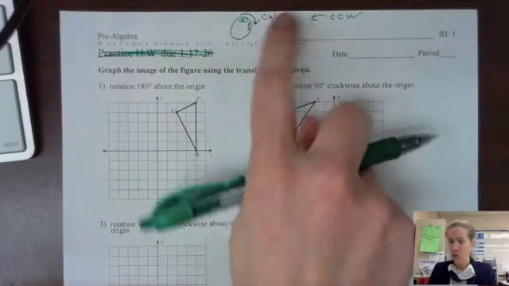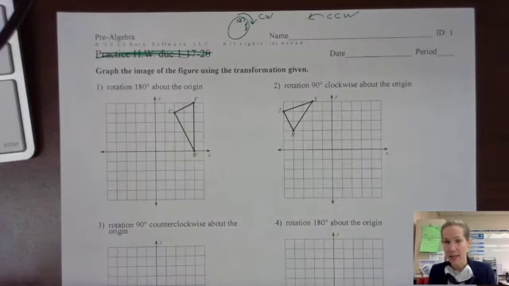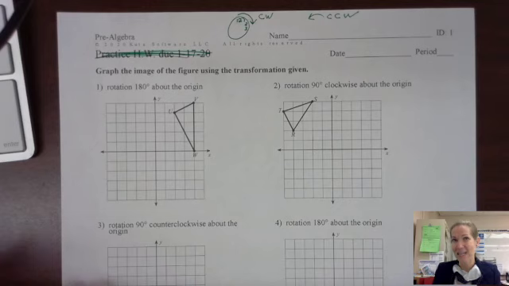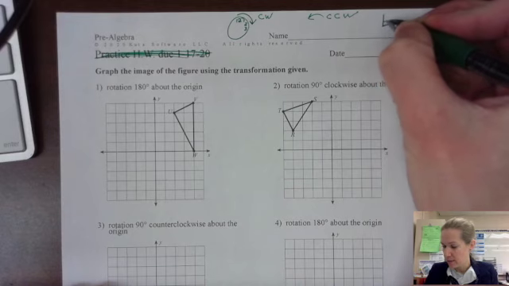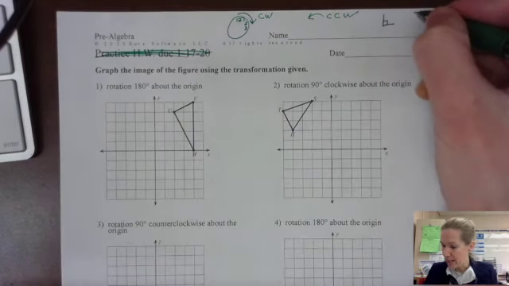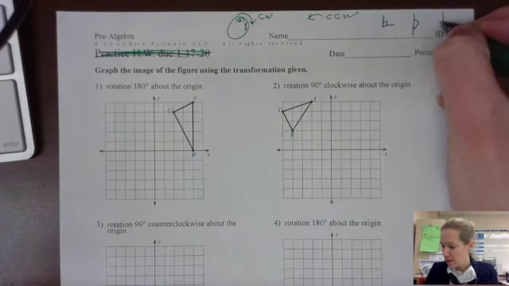So just having that little reminder at the top of your paper or the top of your test is a good idea. Next, we have to remember what 90, 180, and 270 means. So remember, a 90-degree angle is like this. It's a right angle. 180 is this. The 270 is around like this.